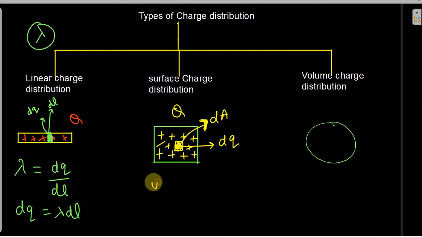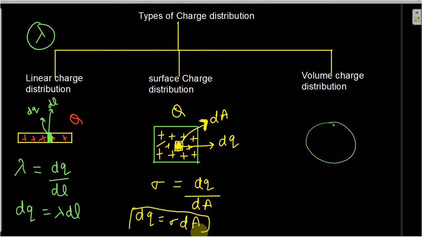So how will you represent surface charge density? It is represented by sigma, and it is charge per unit area, charge by area. So you can write dq is equal to sigma dA. This is the formula for surface charge density in terms of charge.